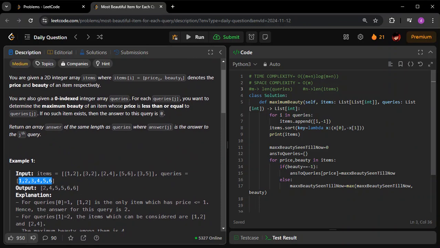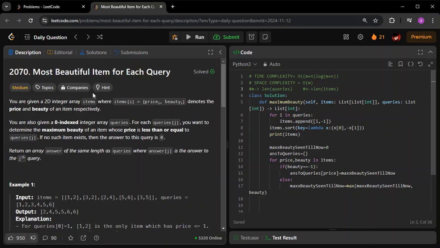Basically, it's a 2D array. That means every element inside is an array having two elements. So what are those elements? The ith element is an array of two elements. They represent the price and beauty of that item. So let's see the question now.